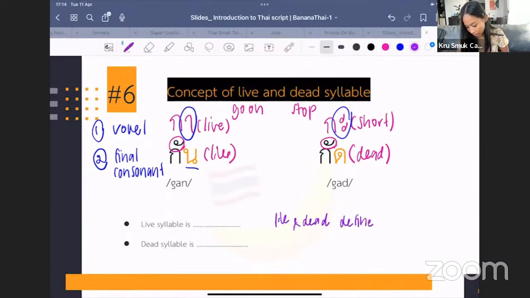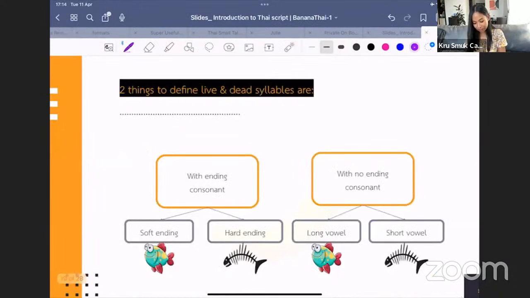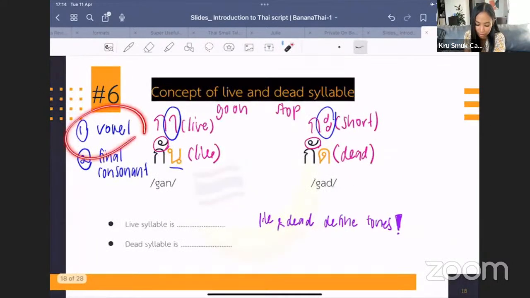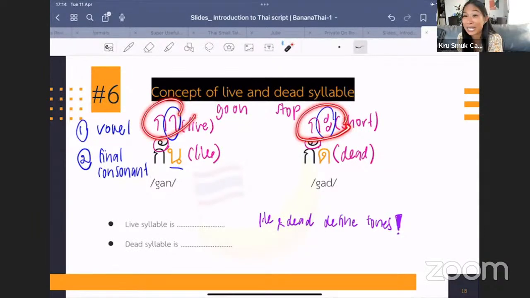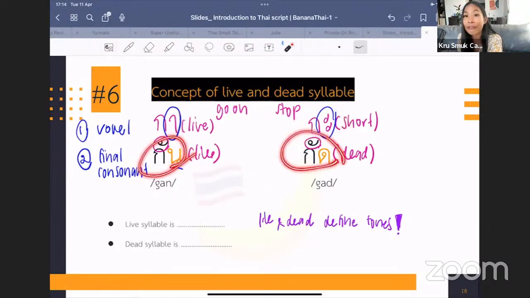They define tones. This is a concept that you need to learn. And as I mentioned, there are two things that define it, just to review again. First one is the vowel, and second one is the final consonant or ending consonant. But when you want to look at it, try to find the ending consonant first. For example, if these two words don't have an ending consonant, then you can skip it and think about the vowel. But if these two words have an ending consonant, look at the ending consonant first.